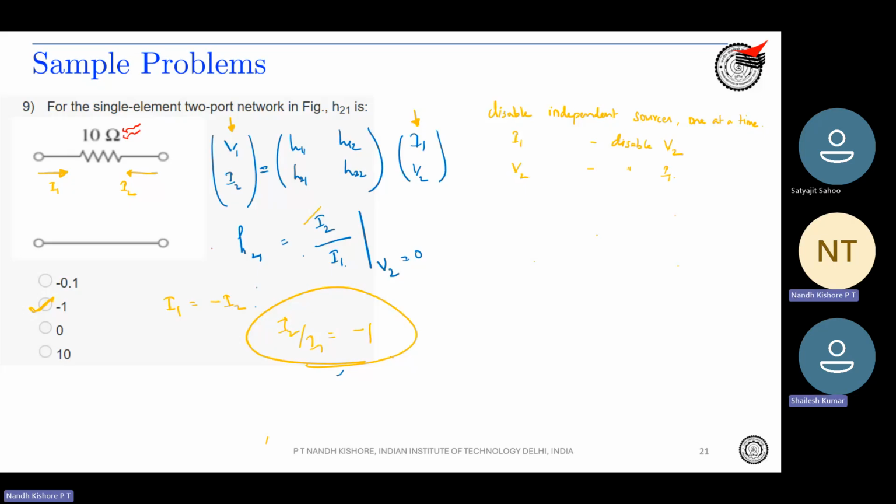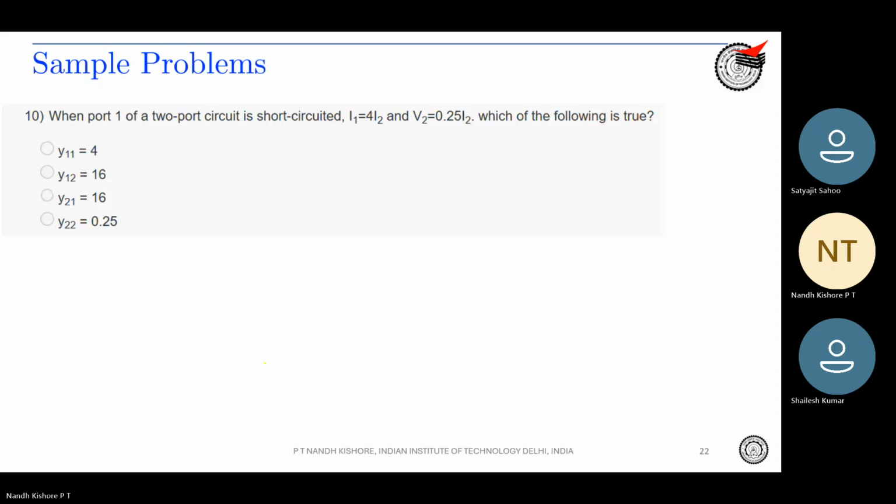Okay. So the next question is, when port 1 of a 2-port circuit is short circuited, I1 is equal to 4 I2 and V2 is equal to 0.25 I2. Which of the following is true?